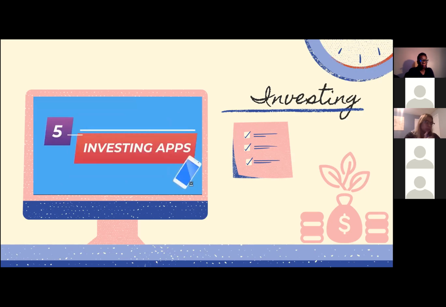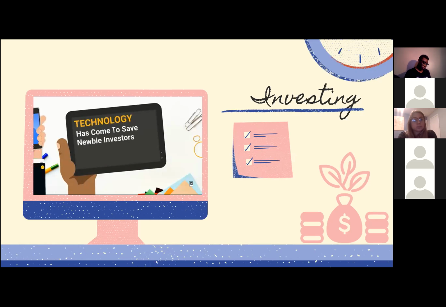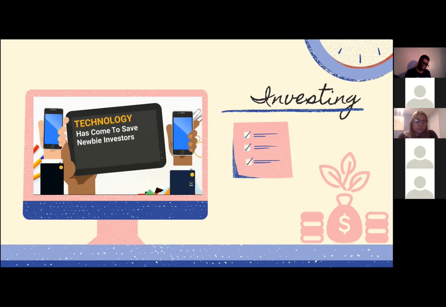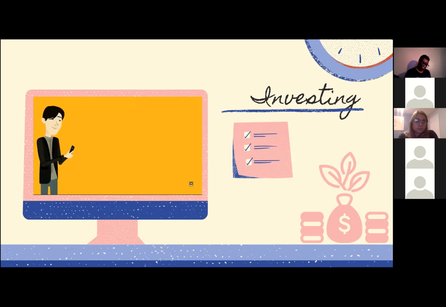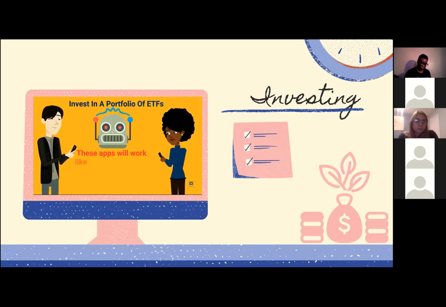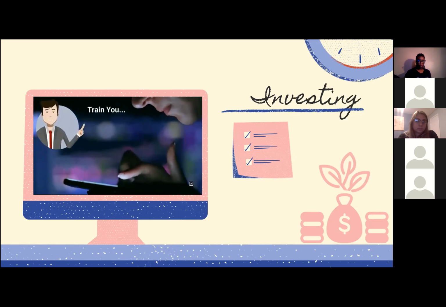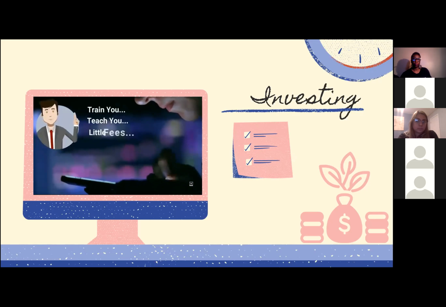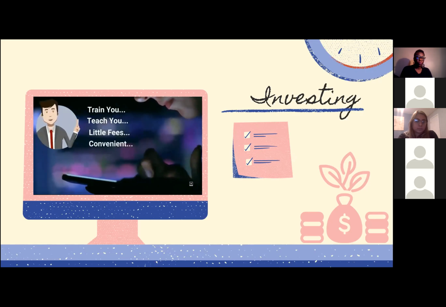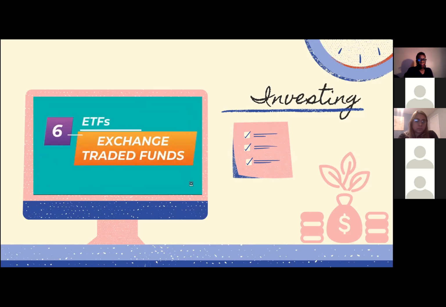Number 5, investing apps. Technology has come in to save the day, or rather save newbie investors. Today, there are numerous investing apps that target beginners. Some even round up your purchases on credit or debit purchases and invest them in a portfolio of ETFs. These apps will work like robo-advisors and will manage your portfolio. If you still want to do it for yourself, there are so many apps that will train you and teach you how to invest. Most charge very little fees and are convenient as they can be accessed at any time on your devices.